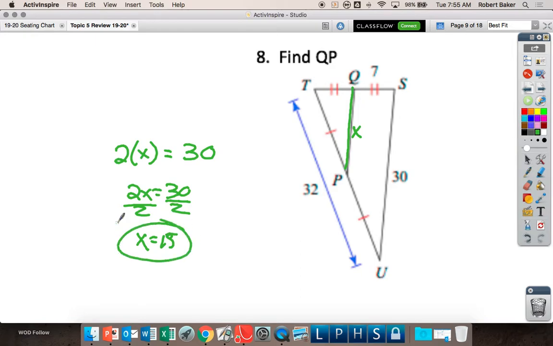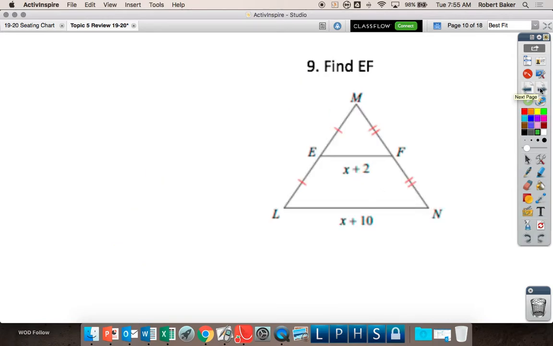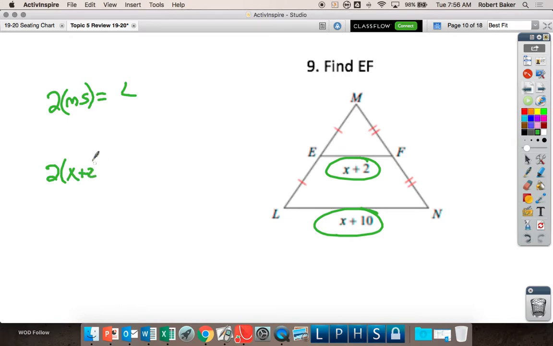X equals 15. And QP equals 15. Now this is where this little formula really pays dividends. We have no idea how big the mid-segment is, and we have no idea how big the third side is. But remember, 2 times the mid-segment is equal to the long side. So I'm going to write that: 2 times the length of the mid-segment is equal to the long side.